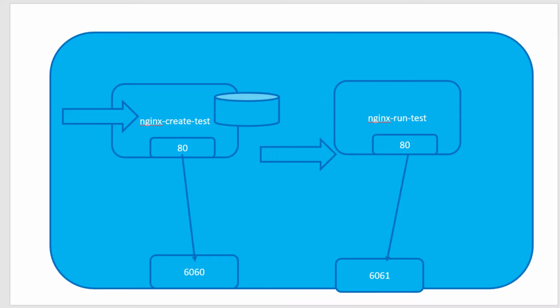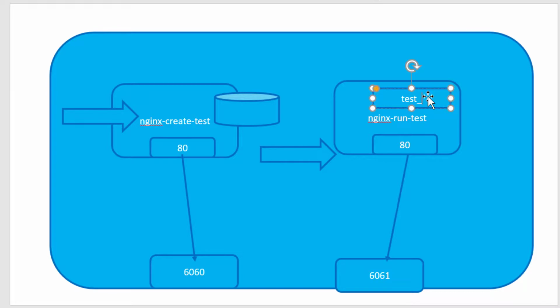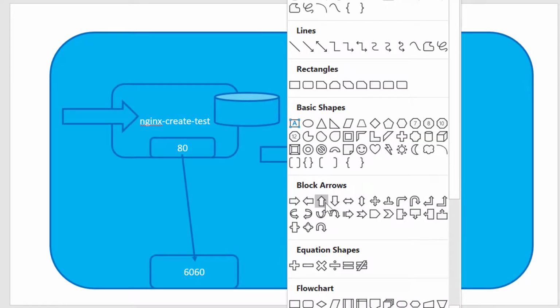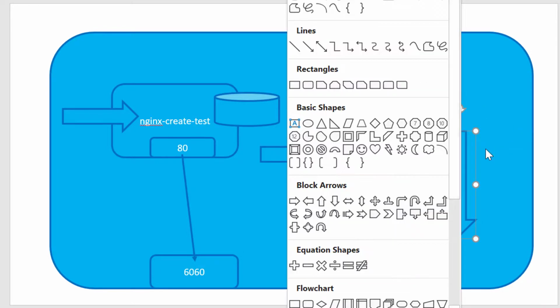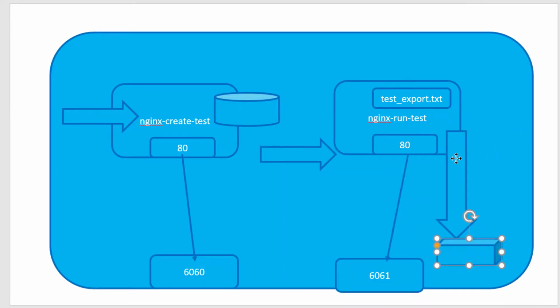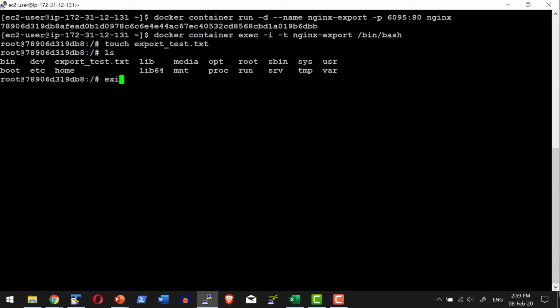So what we are doing, we are creating a file within the container by the name of export_test.txt. Whenever I am exporting this particular container, that will be stored as a tar file in the system from where I am exporting it, and I can go ahead and reuse it. So I'm going to get a flat file, and that will get stored as a part of the host system. Now let me come out of the container.